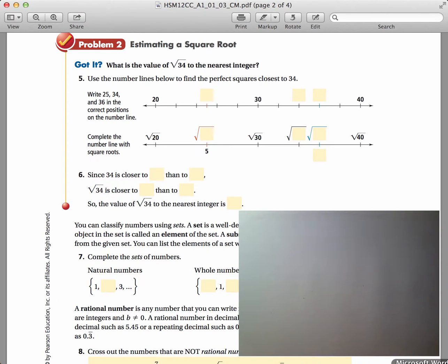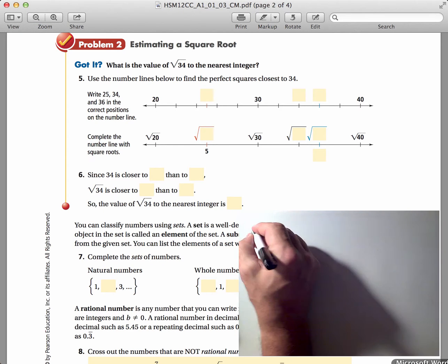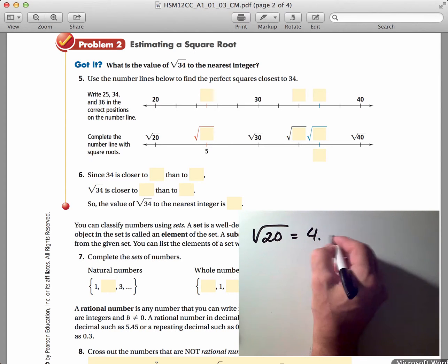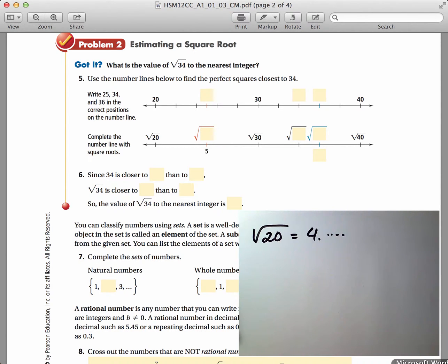All right, you saw me before say the square root of 20 equals 4 point something something something decimal, right? You saw me do that before. How did I come up with that so quick? How did I know it's 4 point something? I'm going to show you on a number line how this works.